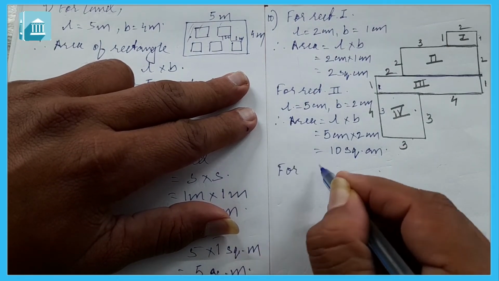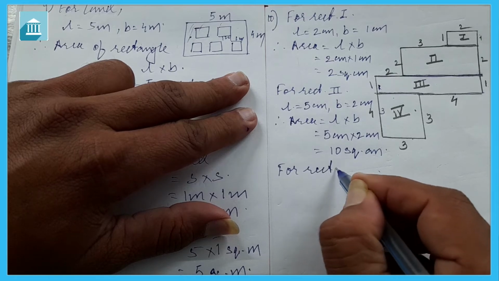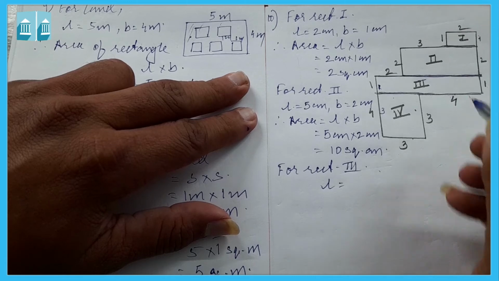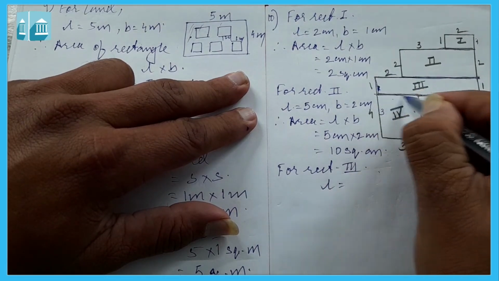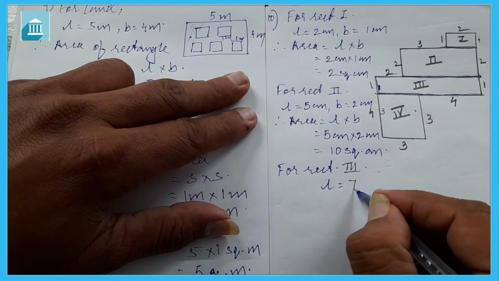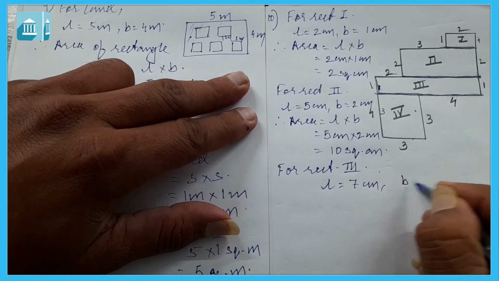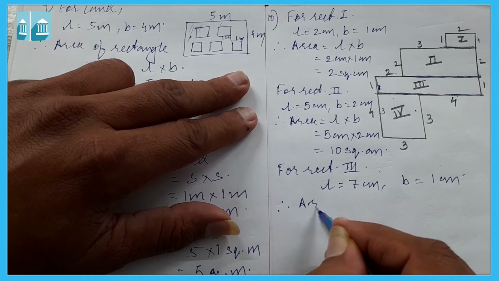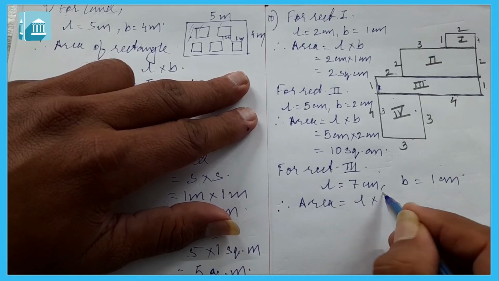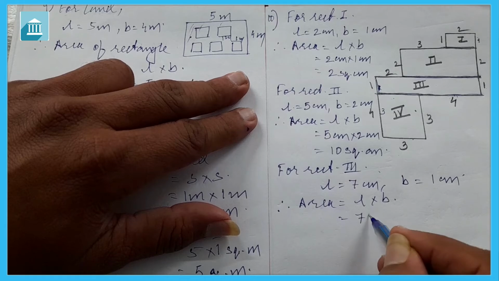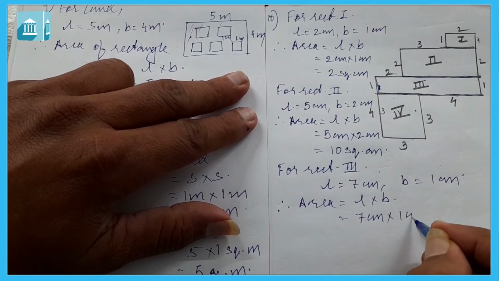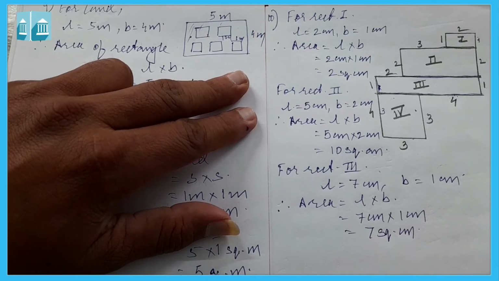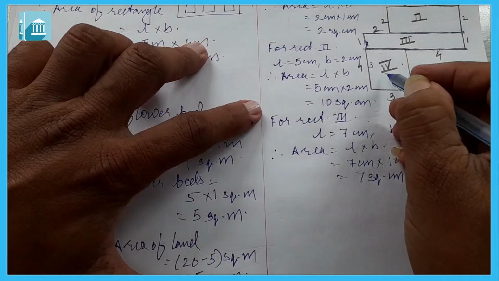Then for rectangle 3, here this is L. So L is 4 plus this 3, so L is equal to 7 centimeter, B is equal to 1 centimeter, therefore area is equal to L into B, which is equal to 7 centimeter into 1 centimeter, which is equal to 7 square centimeter. Then we have to find out this fourth one.